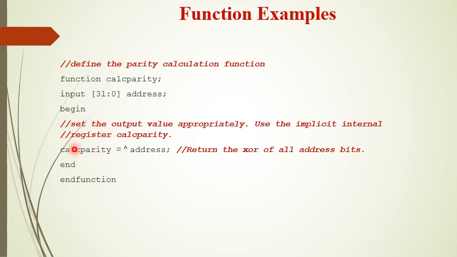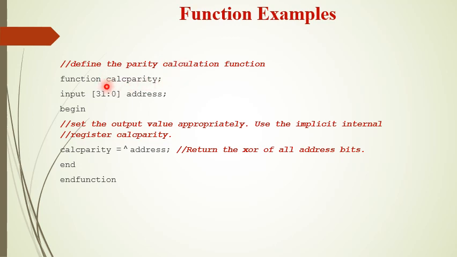So what the function is doing is setting the output value appropriately, using the implicit internal register calc parity. As we have already seen, the function is going to implicitly declare a register by the same name as the name of the function. So here the name of the function is calc parity.